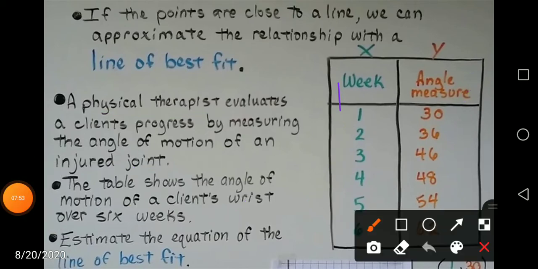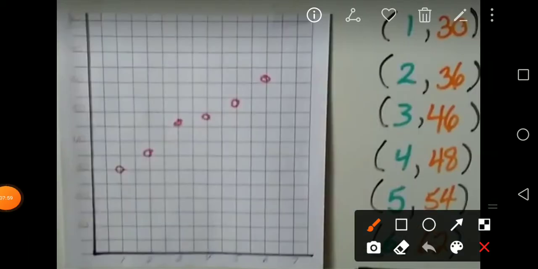So the x values are the weeks and the y values are the measures of angles. So I used the table to write those ordered pairs, and then I wrote the ordered pairs here. I plotted the ordered pairs on my graph. 130, 130, and I have this 130.